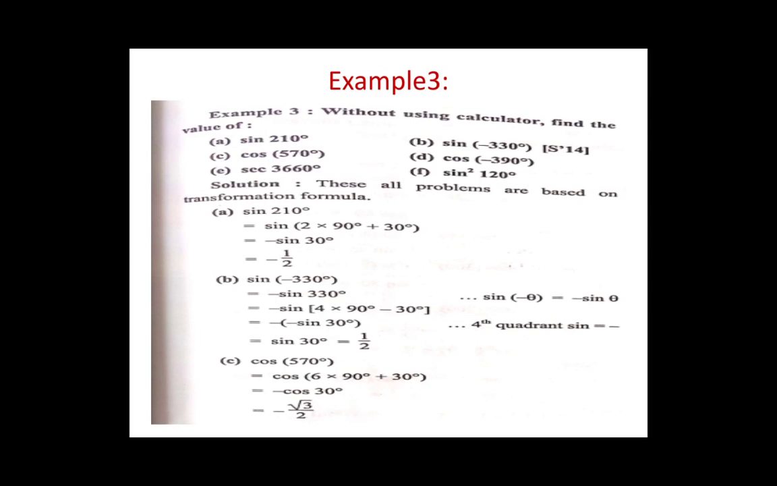In the previous video we had seen allied angles and an example based on allied angles. So we had already solved A, B and C1. Now let us see D. Just verify your answer. D1 is cos minus 390 degree.